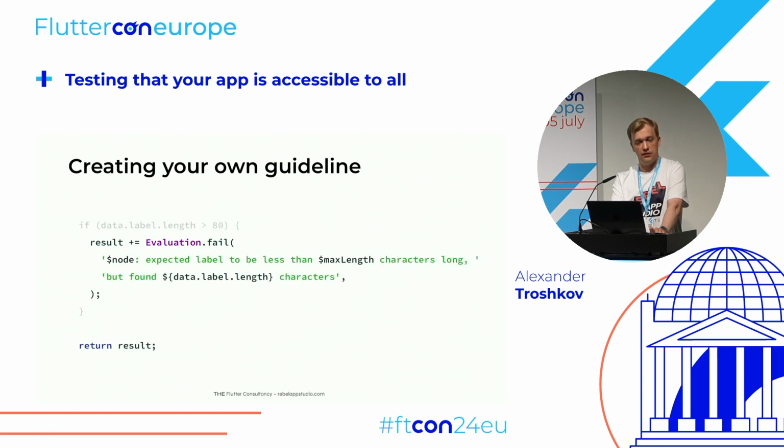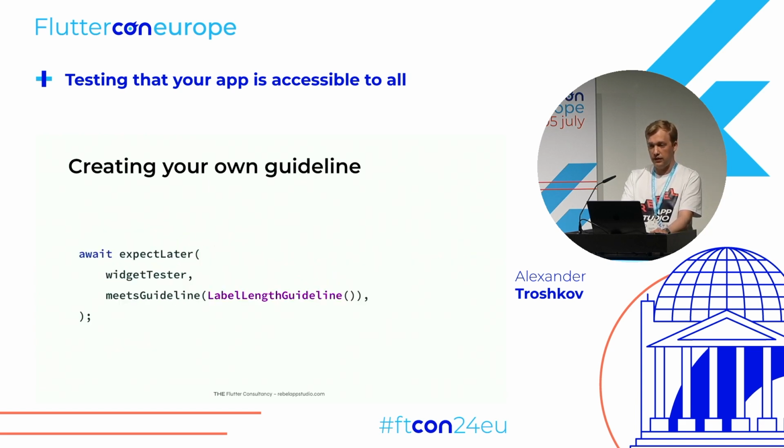And if the label is longer than 80 characters, we indicate that the label should be shorter by adding evaluation.fail to the result. And the last thing in the traverse function is to return the result that we've been collecting for all nodes. And well, that's it. So now we can use our guideline.